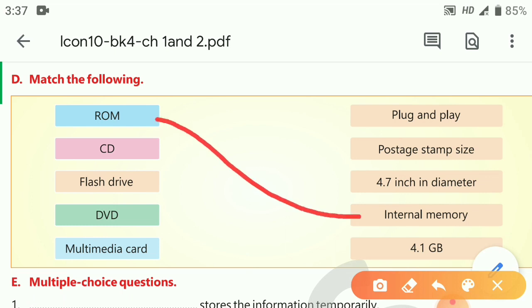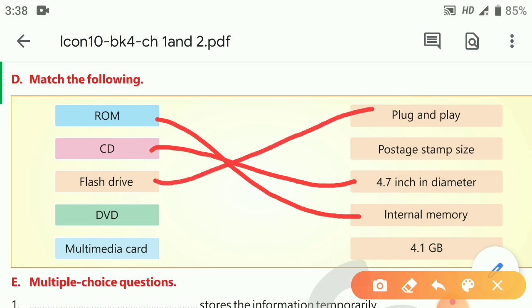Number 2, CD. Which answer is suitable for CD? Yes, 4.7 inch in diameter. So join CD with 4.7 inch in diameter. Number 3, flash drive. Flash drive means pen drive. So pen drive is a plug and play device. So join flash drive with plug and play device. Next, DVD. DVD is of 4.1 GB its storage capacity. So join DVD with 4.1 GB.